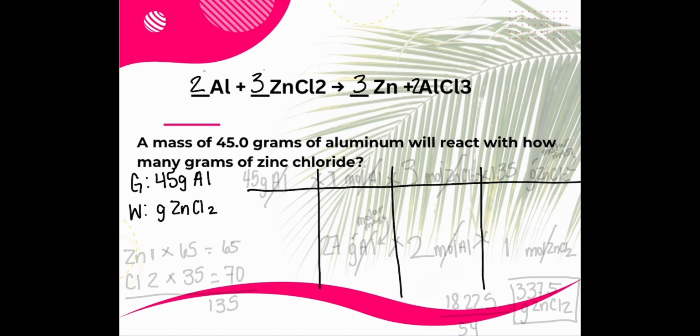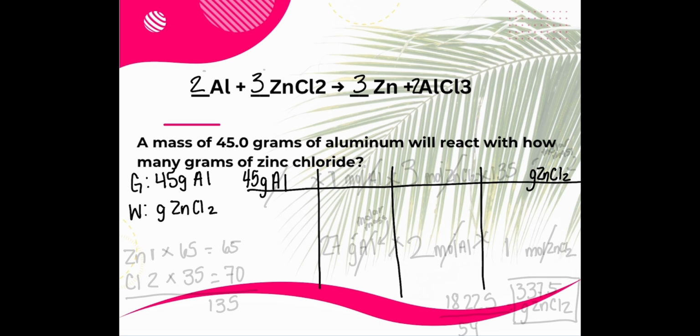So in the first box, I am going to start with my given. So I was given 45 grams of Al. And then I'm going to actually go to my very last box because I was given my want. So I want grams of zinc chloride, okay? So now that I have that, I need to fill in my other 2 boxes, okay? I need to go ahead and fill that in.